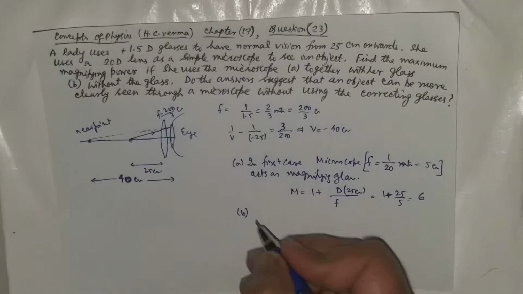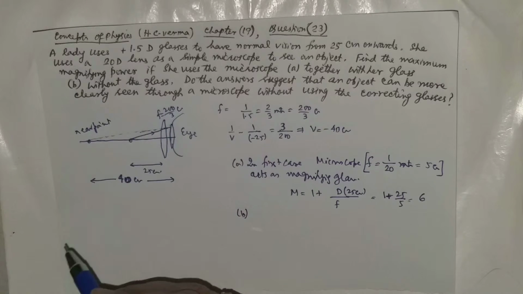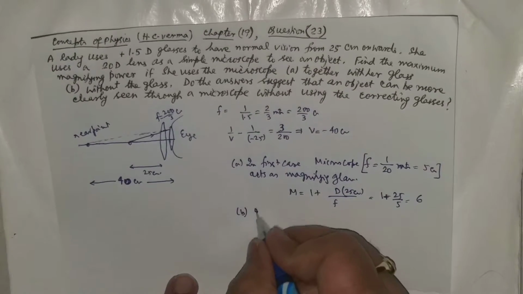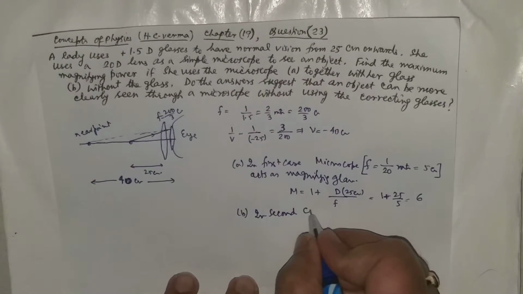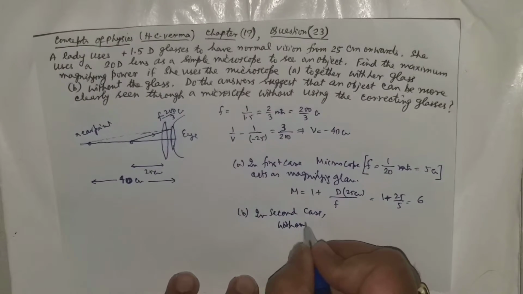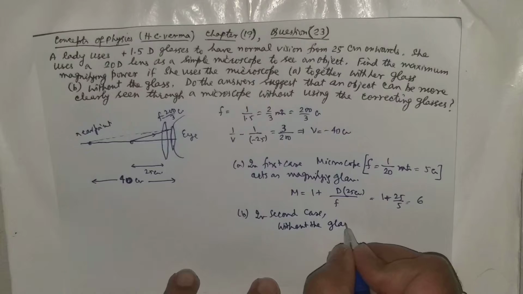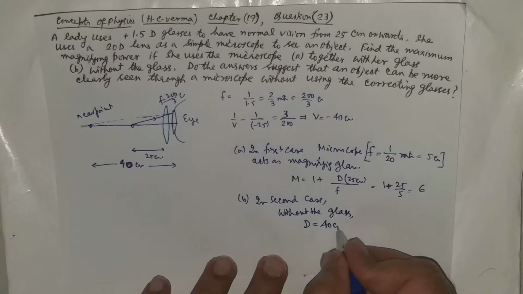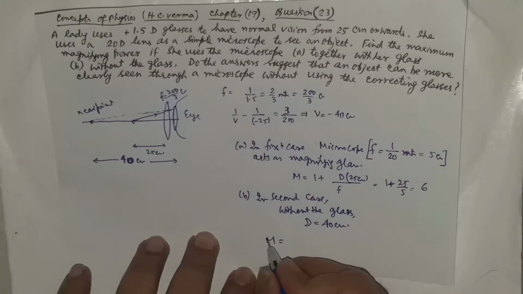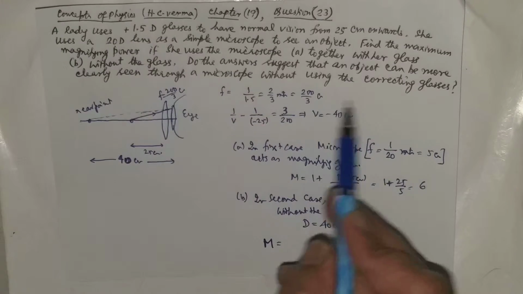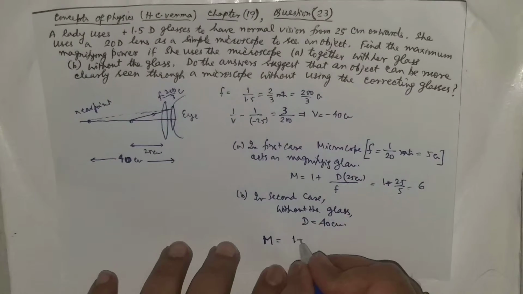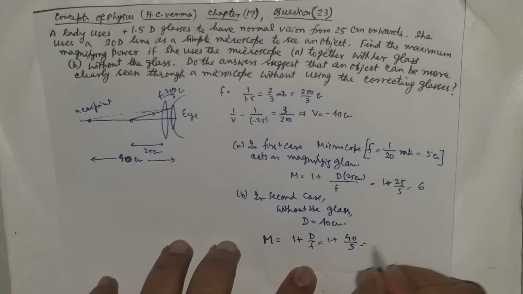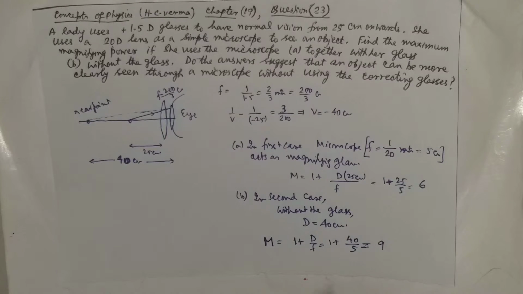Now in the second case, they are asking without the glass. So now without the glass the eye has a near point of 40 centimeter. So in the second case, without the glass, the least distance of distinct vision we just now calculated is 40 centimeter. Therefore the magnifying power for that hand lens or simple microscope will be equal to 1 plus d by f. 1 plus 40 by 5, so it will be 9. So in the second case the magnifying power is 9.